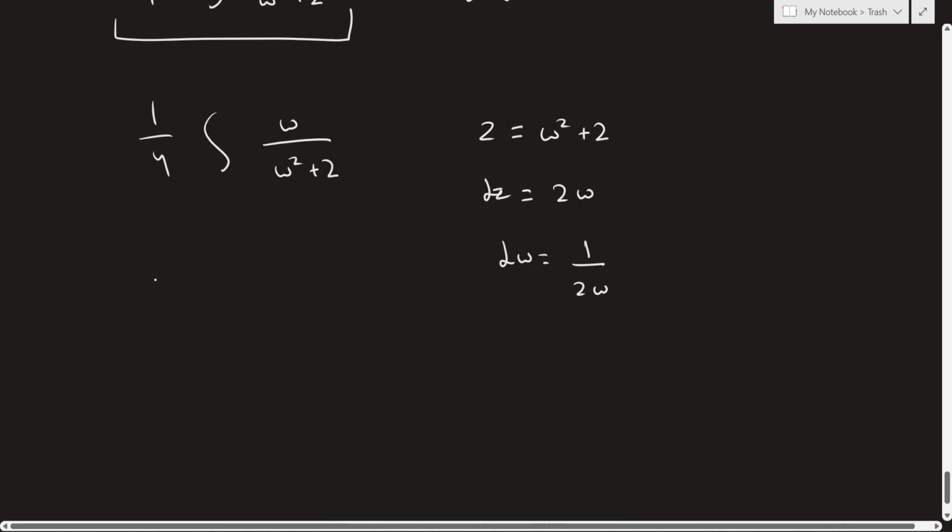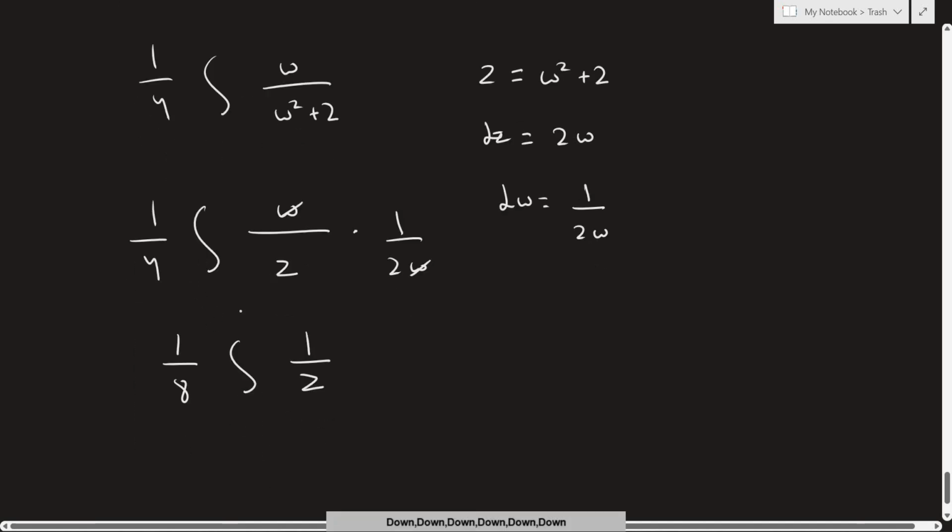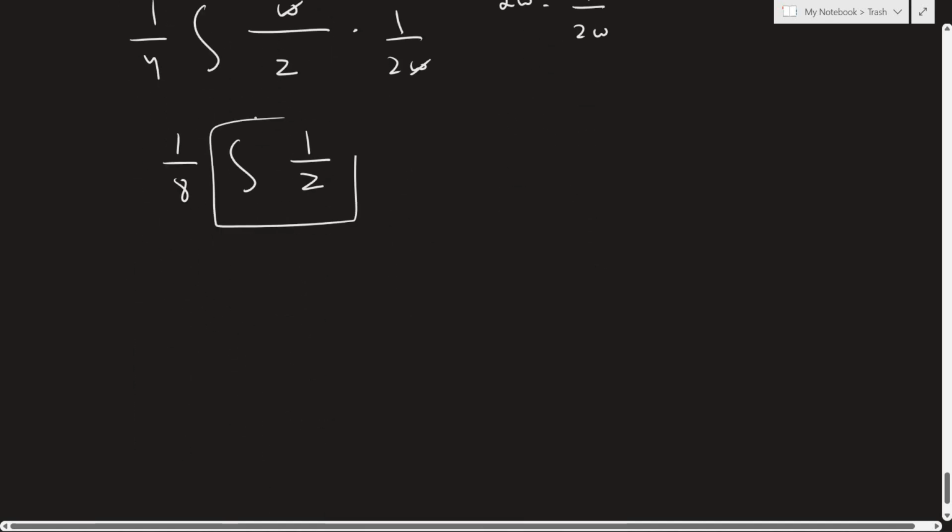Okay, so let's replace here. So we have 1 over 4 integral w over z times 1 over 2w. We get the w here because we can cancel. So 1 over 2 goes outside. 1 over 2 times 1 over 4 is 1 over 8, integral of 1 over z. This integral, 1 over z, is ln z. So 1 over 8 ln z. Great. So this is the answer for the first part.